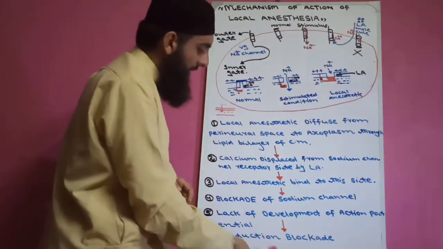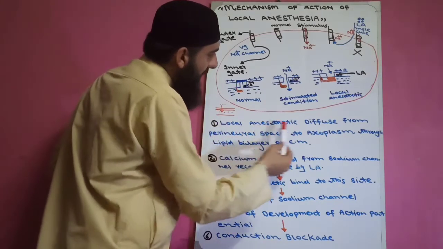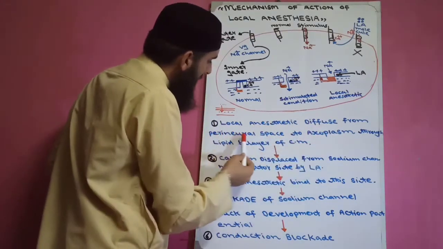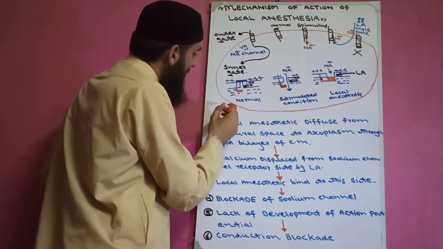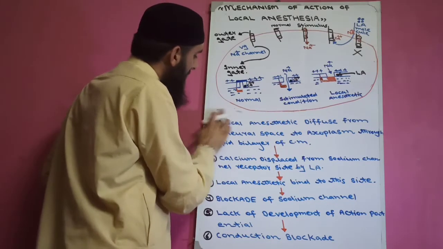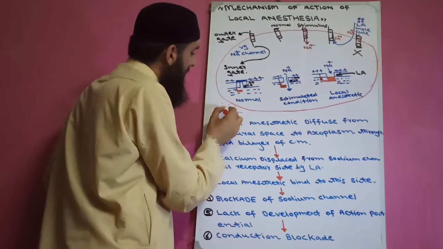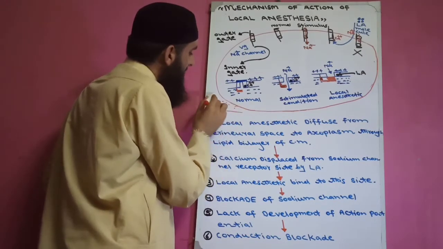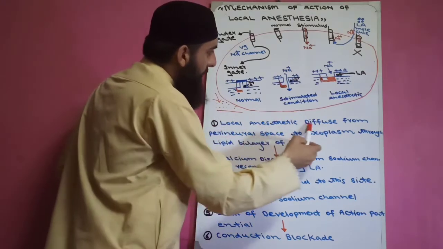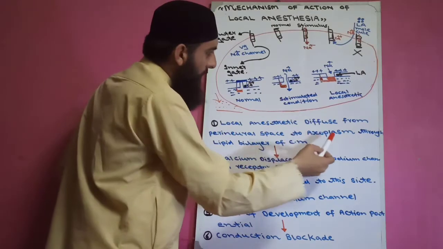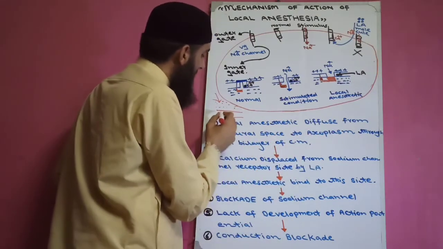Now come to the steps of the mechanism of action. In the first step, the local anesthetic diffuses from the perineural space. Perineural space means the space around the neuron. This is the neuron, and this is the perineural space where we inject the local anesthetic. In the first step, the local anesthetic diffuses from the perineural space to the axoplasm through the lipid bilayer of the cell membrane. This is the axoplasm, the cytoplasm of the cell.